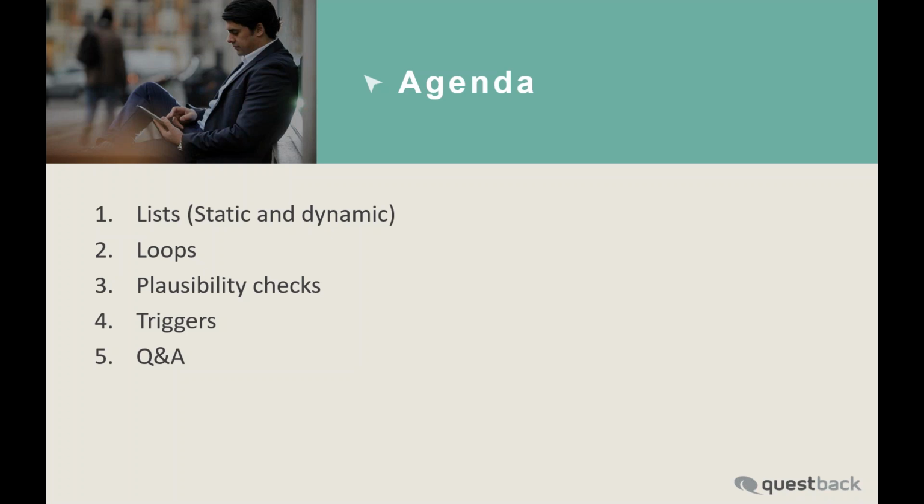Now, as you know, with our customer webinars, we try to pitch them at a range of different abilities. Today is more the intermediate level. So we're expecting you're already creating basic questionnaires and looking to take things to the next level. And that's where lists, loops, checks, and triggers all really come into play.